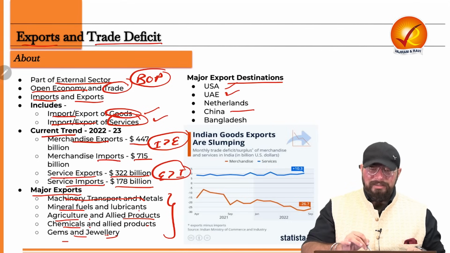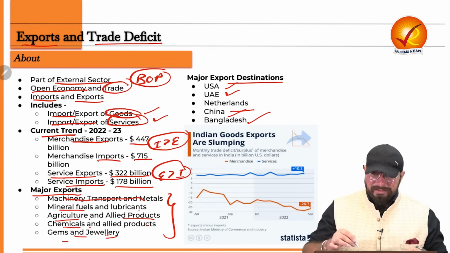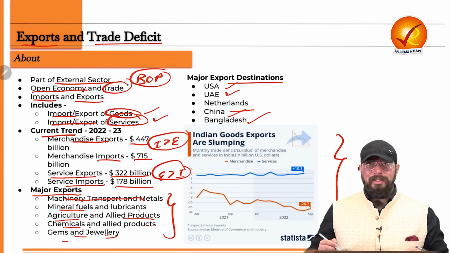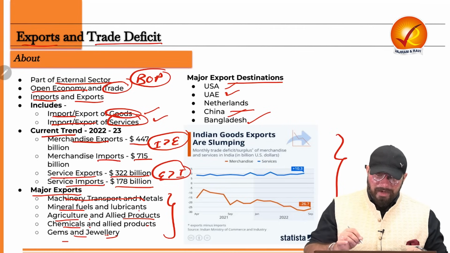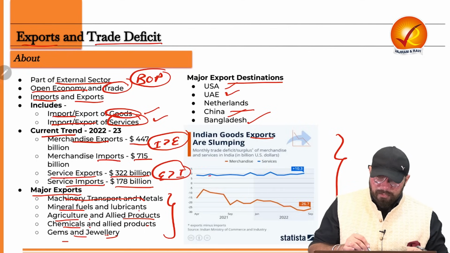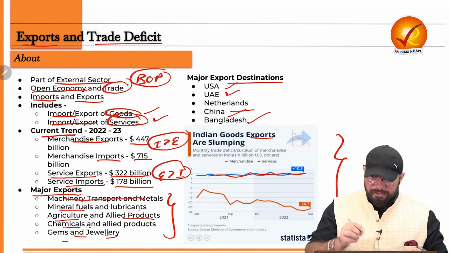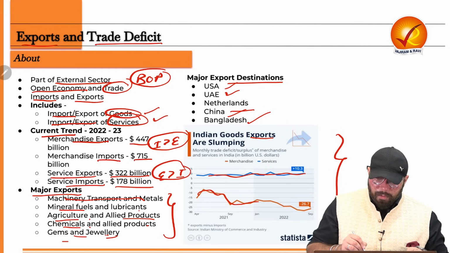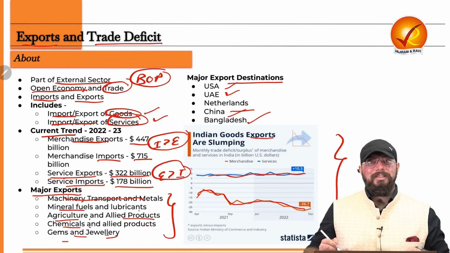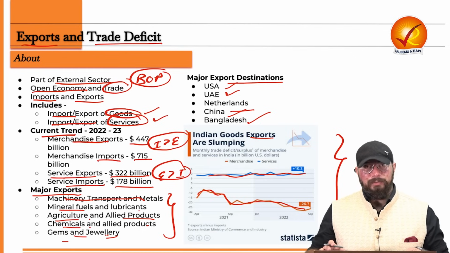Third is Netherlands. Then fourth is China, and fifth is Bangladesh. And this graph also you can see on your screen. It shows that overall our exports of goods have been going down. Our exports of services are okayish, they are at a stable position, but our export of goods have considerably gone down. So that is also a very major cause of concern for us.